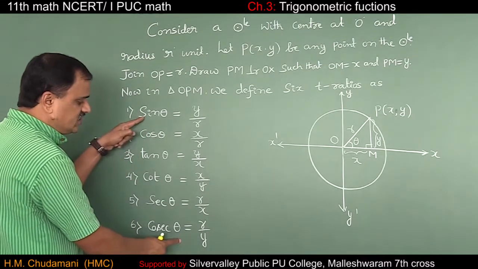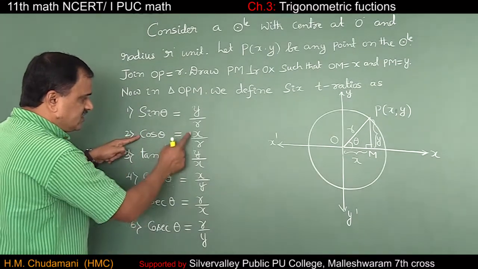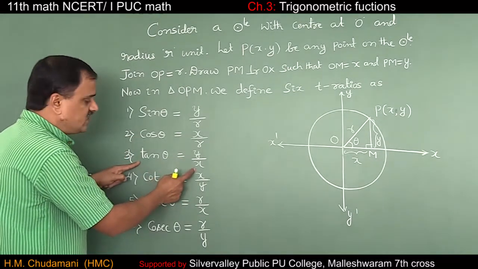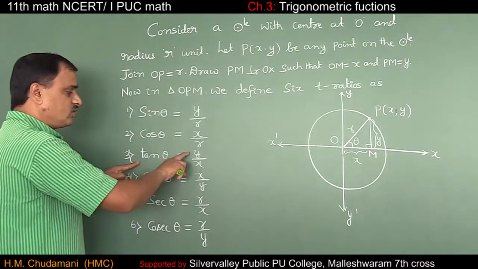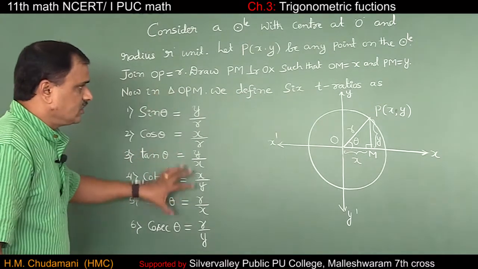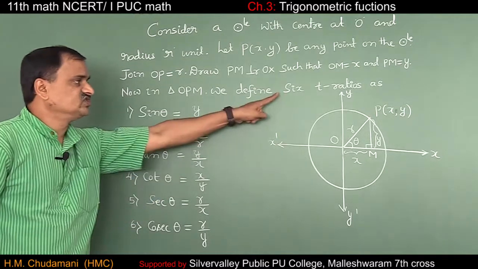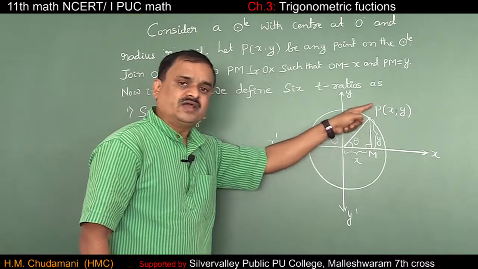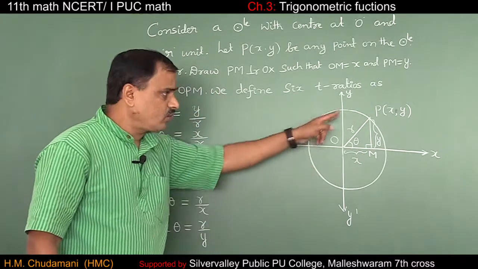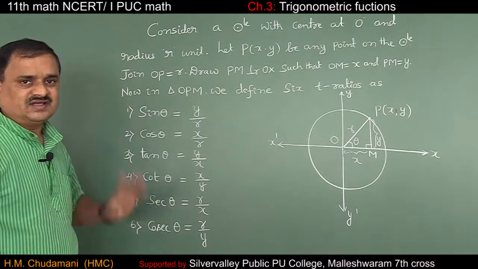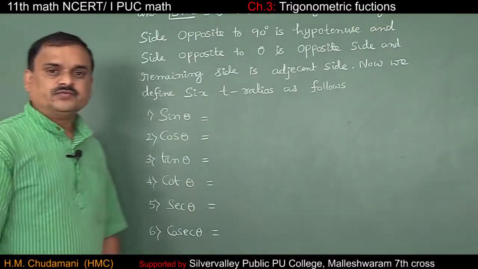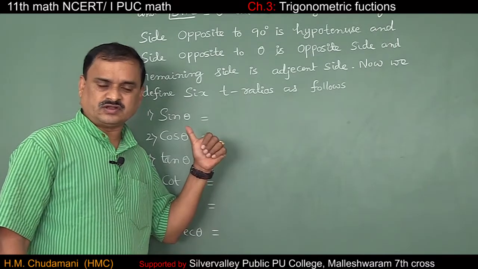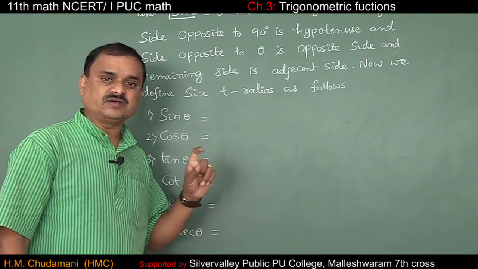Sin theta is y by r, cos theta is x by r, secant theta is r by x, tan theta is y by x, cot theta is the reciprocal of that, x by y. These are the definitions of the 6 trigonometric functions in terms of abscissa, ordinate and the distance, in terms of the coordinates x, y and the radius. We have seen the definition of the 6 trigonometric ratios in terms of coordinates.